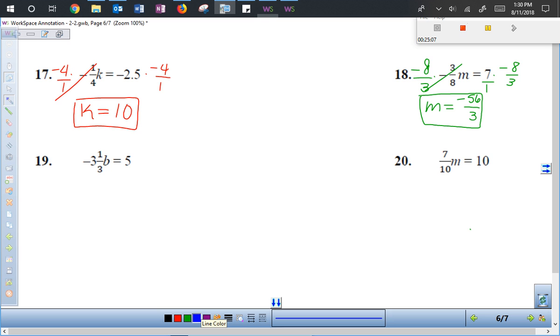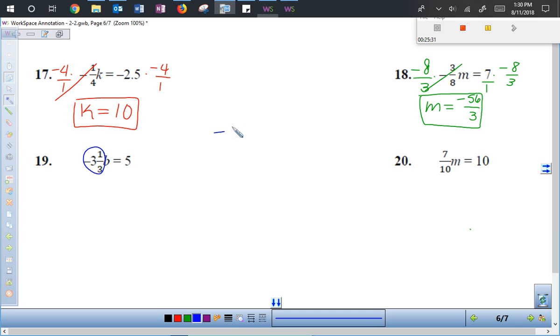Now on number 19, you'll notice that I have a mixed number, and I do not like mixed numbers. I have negative 3 1/3 times b equals 5. So before we even begin to solve this one, I want to turn this guy into an improper fraction, so then we can multiply by its reciprocal, because you cannot multiply by a reciprocal until it's only a fraction.